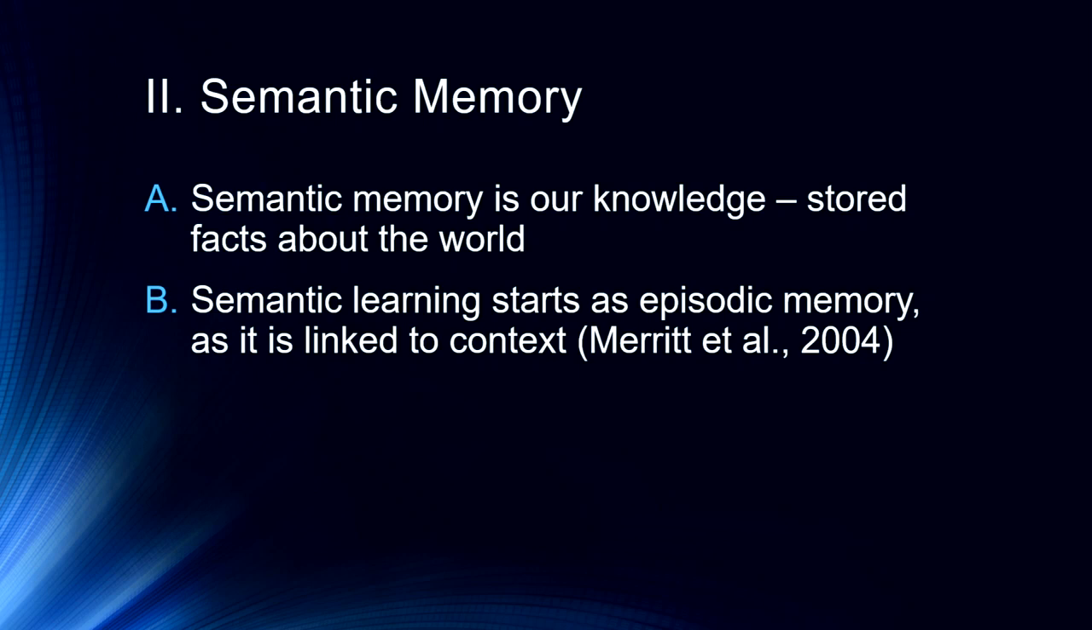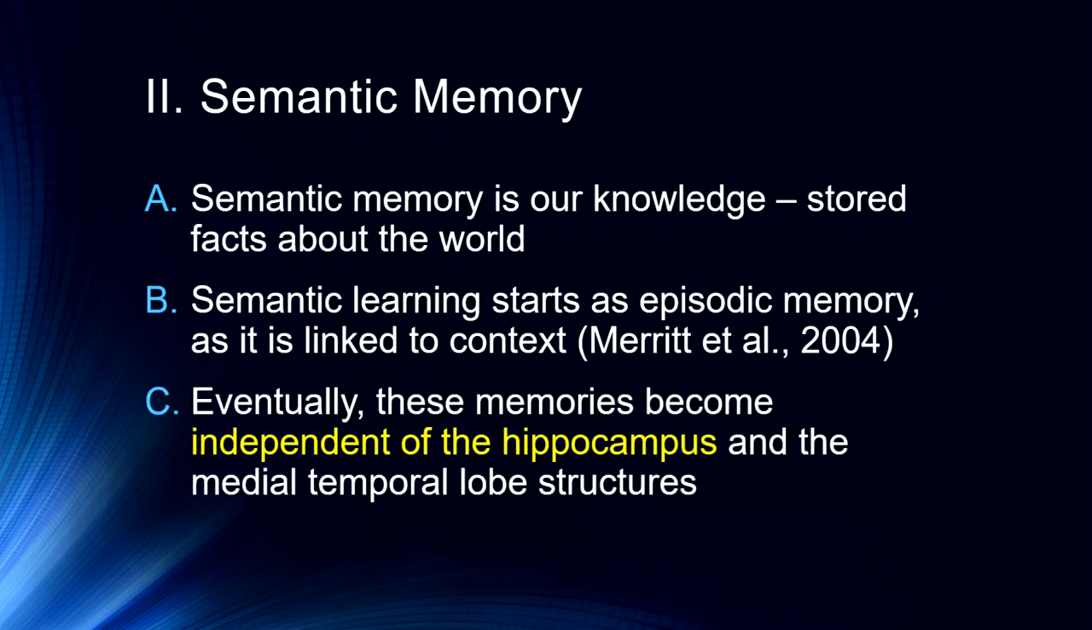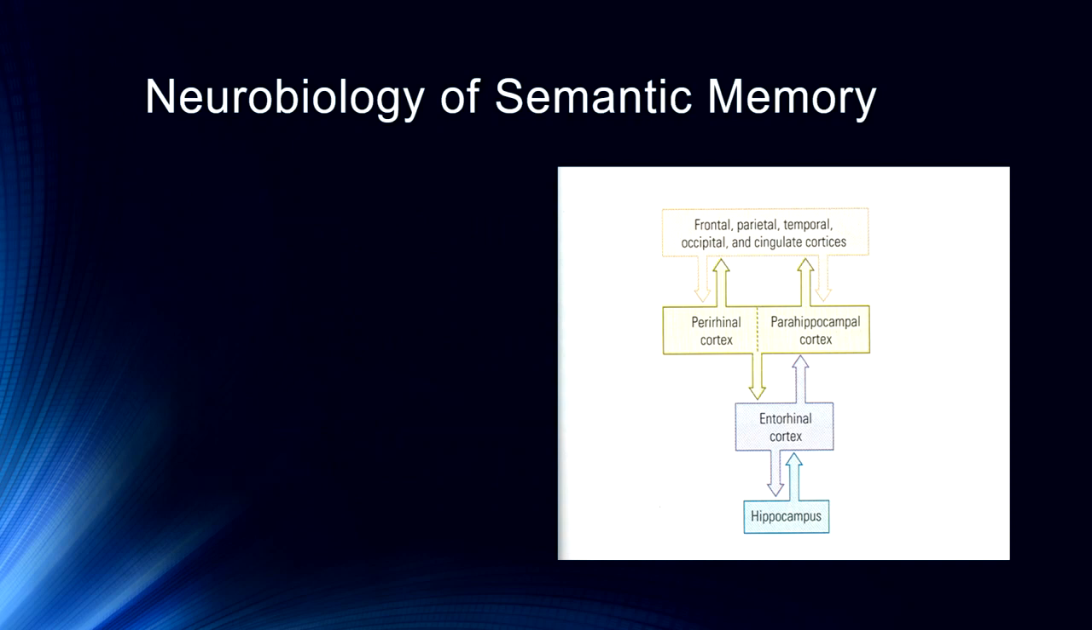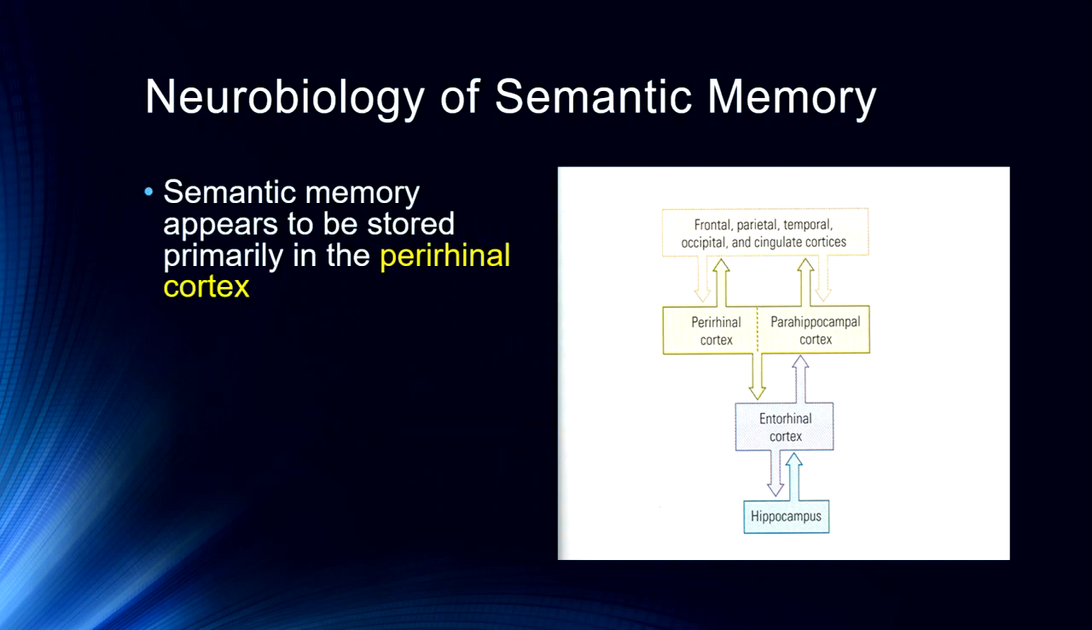And we'll take a look at this a couple lectures from now when we start looking at consolidation and multiple trace theories of memory. So eventually, these memories will become hippocampally independent. That is, they are no longer dependent on context. And so your semantic memory is no longer tied to when or where you might have learned a fact. And so we're independent of the hippocampus and some of the medial temporal lobe structures, not all of them. In particular, what we see is the perirhinal cortex, which is part of that medial temporal lobe complex, is particularly important for semantic memory.